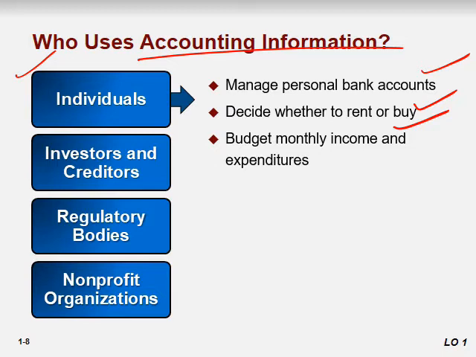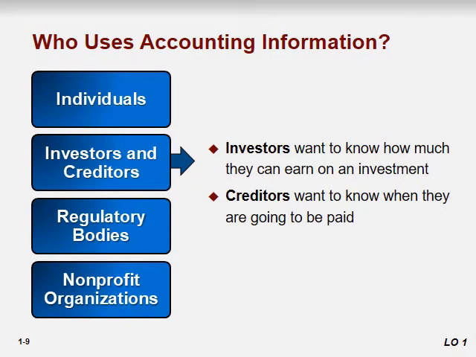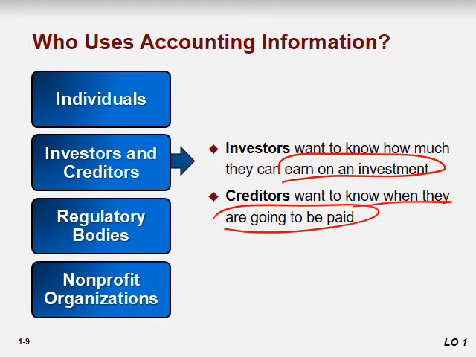The second one is investors. Investors and creditors provide the money to finance the businesses. Investors want to know how much they can earn on an investment, while creditors want to know when they are going to be paid. To answer those questions, they are already using the accounting information.